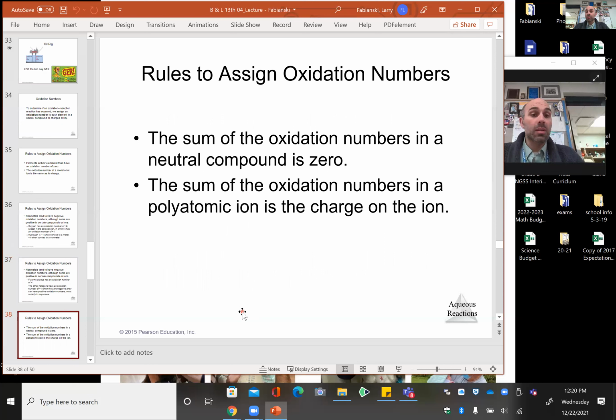The sum of the oxidation numbers for any compound is always neutral. It's always 0. We make sure of that, right? We do the crisscross rules when we have ionics, unless it is an ion itself. The sum of the oxidation numbers in a polyatomic ion is the charge of the ion itself.